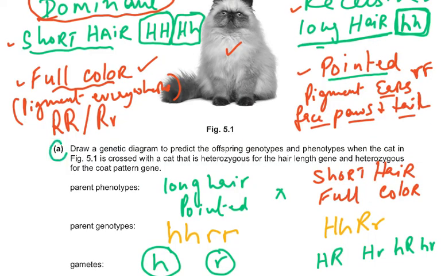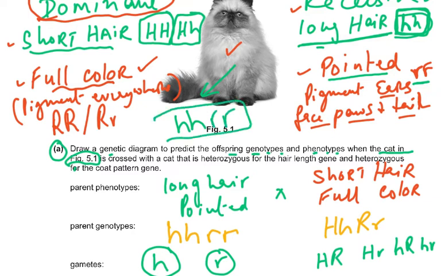Part A of the question says, draw a genetic diagram to predict the offspring genotype and phenotypes when the cat in figure 5.1 is crossed. So this cat, which is figure 5.1, which is what? Which is this. So hh and rr, because it says recessive. So hh and rr, this is this one here.